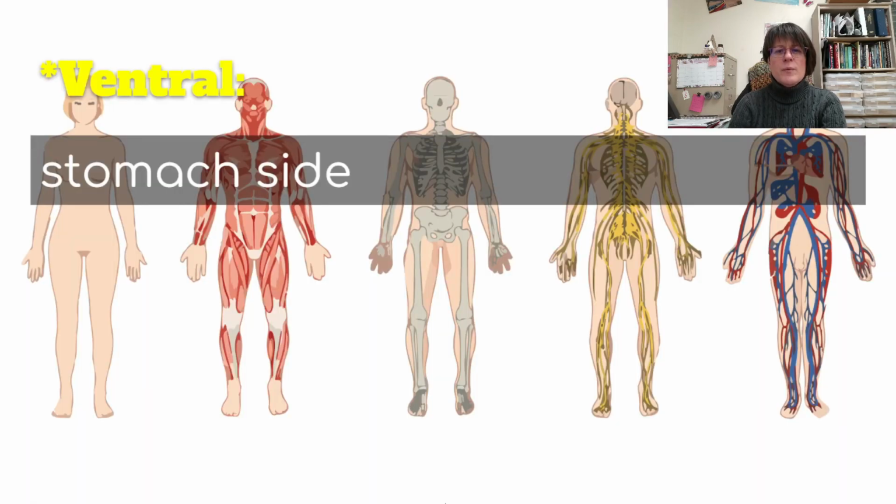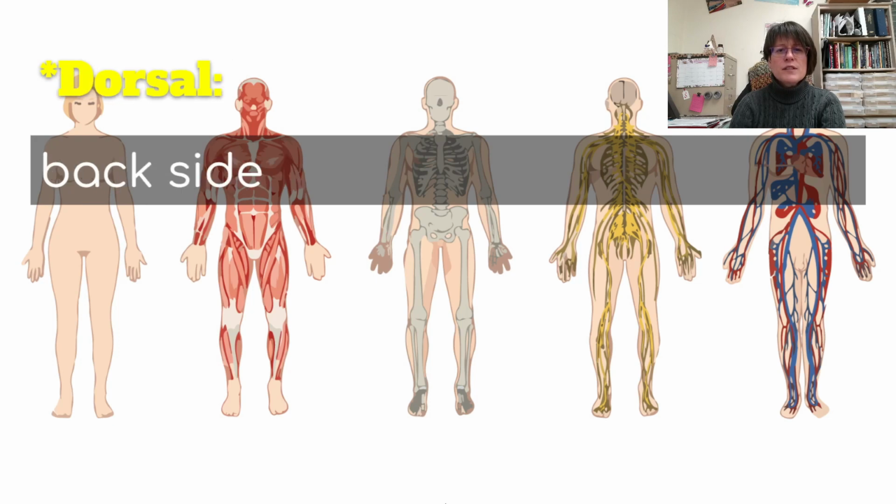First is ventral. When we talk about ventral, we're talking about the stomach side. So the stomach is ventral. Dorsal is the backside. Think of a dorsal fin on a fish or a dolphin. And when we talk about dorsal fin, we're talking about the fin on the back.